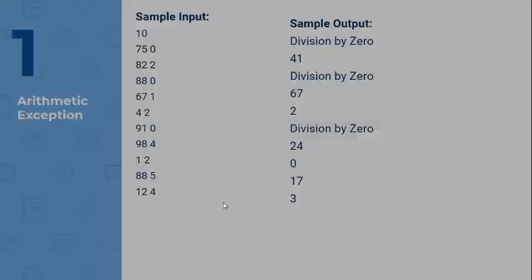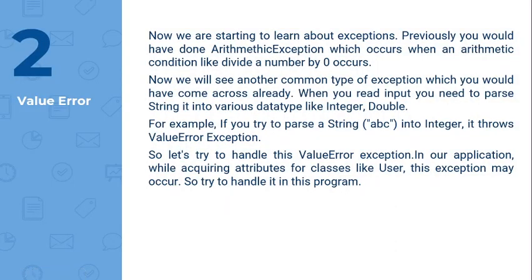Now let us check the second question. The second question is about value error. In the last question we discussed the arithmetic error, which occurs whenever you are performing an arithmetic operation. A value error occurs whenever you are parsing a string to convert it. So whenever you are using int of input or float of input, or converting a string into a float value or an integer value. For example, if you try to parse a string like ABC into an integer, definitely there will be a value error. So let us try to handle a value error for the given question.